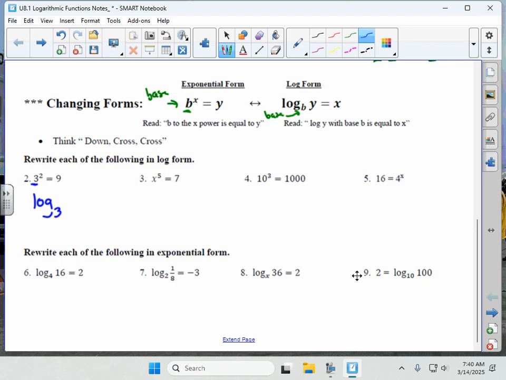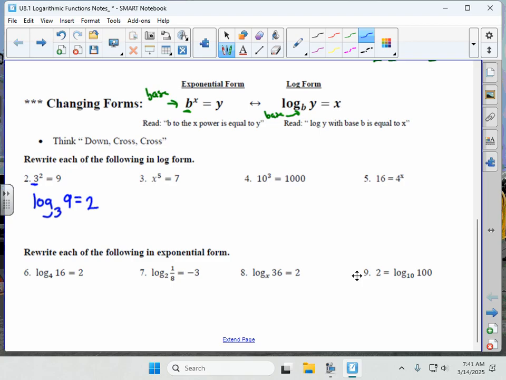So the 9 is going to come on the left side of the equal sign, and the 2, which is up in the exponent, goes on the right side of the equal sign. So this is read as log base 3, 9 equals 2, or log 9 with base 3 equals 2. So the exponent is what the log is equal to. All right, so the exponent's 2, and that's what log base 3, 9 is. It's equal to 2.